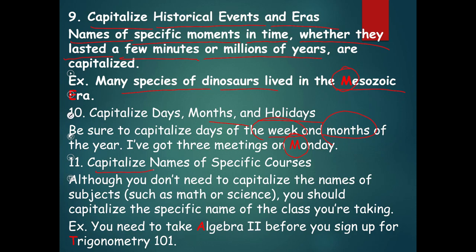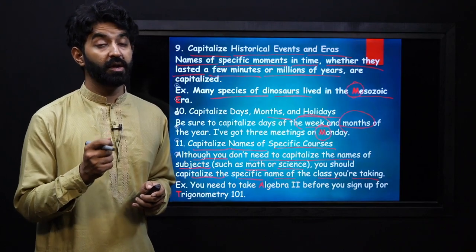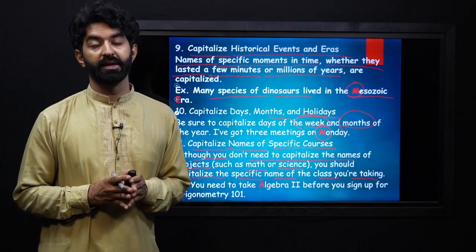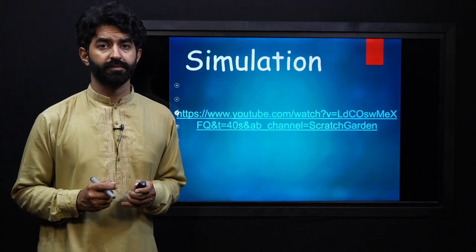Number 11, capitalize names of specific courses. Although you don't need to capitalize the names of subjects such as math or science, you should capitalize the specific name of the class you are taking. For example, you need to take Algebra 2 before you sign up for trigonometry. So the names of the subjects, the courses, will be capitalized. So these are the 11 rules for capitalizing and using effective standard capitalization.